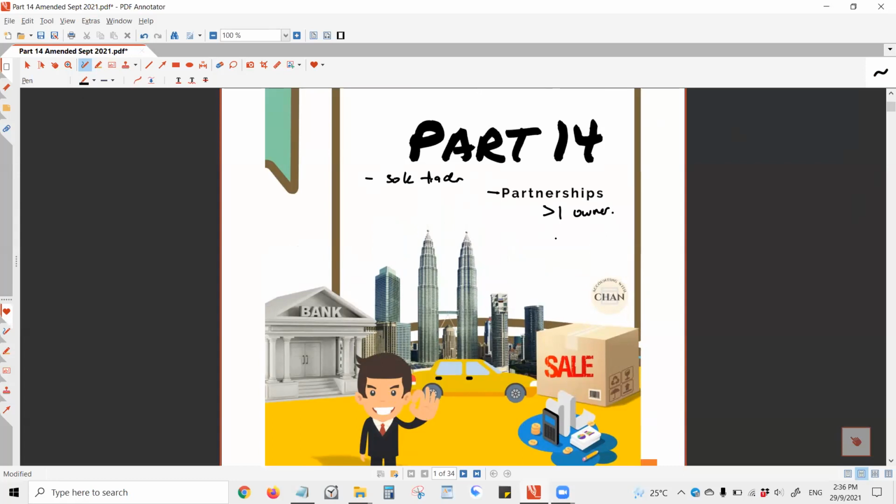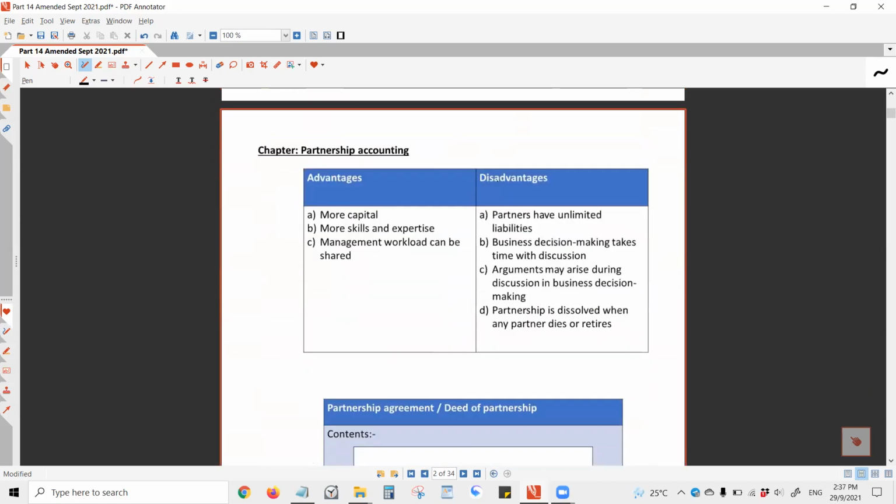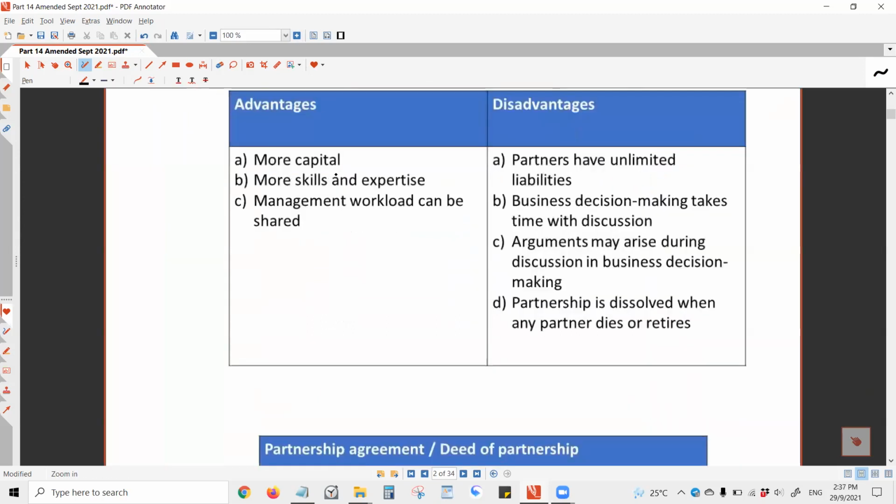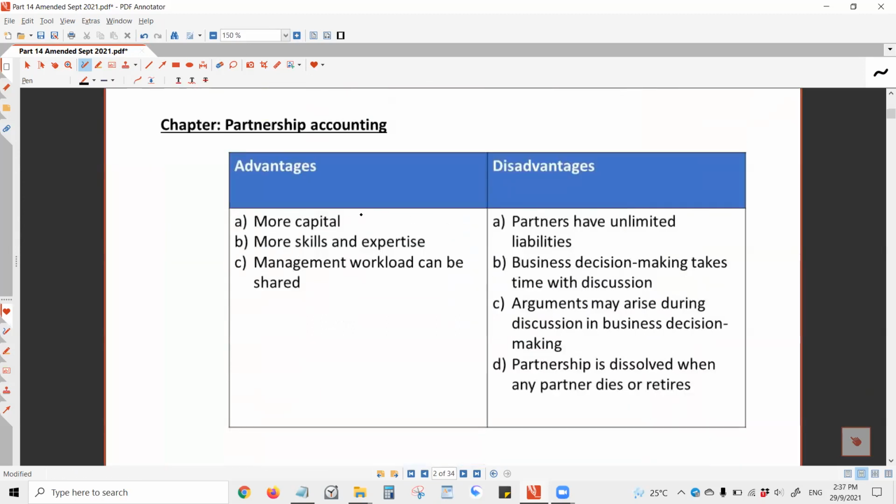It varies from country to country. In Malaysia, the maximum is 20 owners for partnership. For companies, it is unlimited. So today we look at partnership. Last week we looked at companies, right? Now see this one. Again, some theory to begin the topic before we look at the accounting aspect.